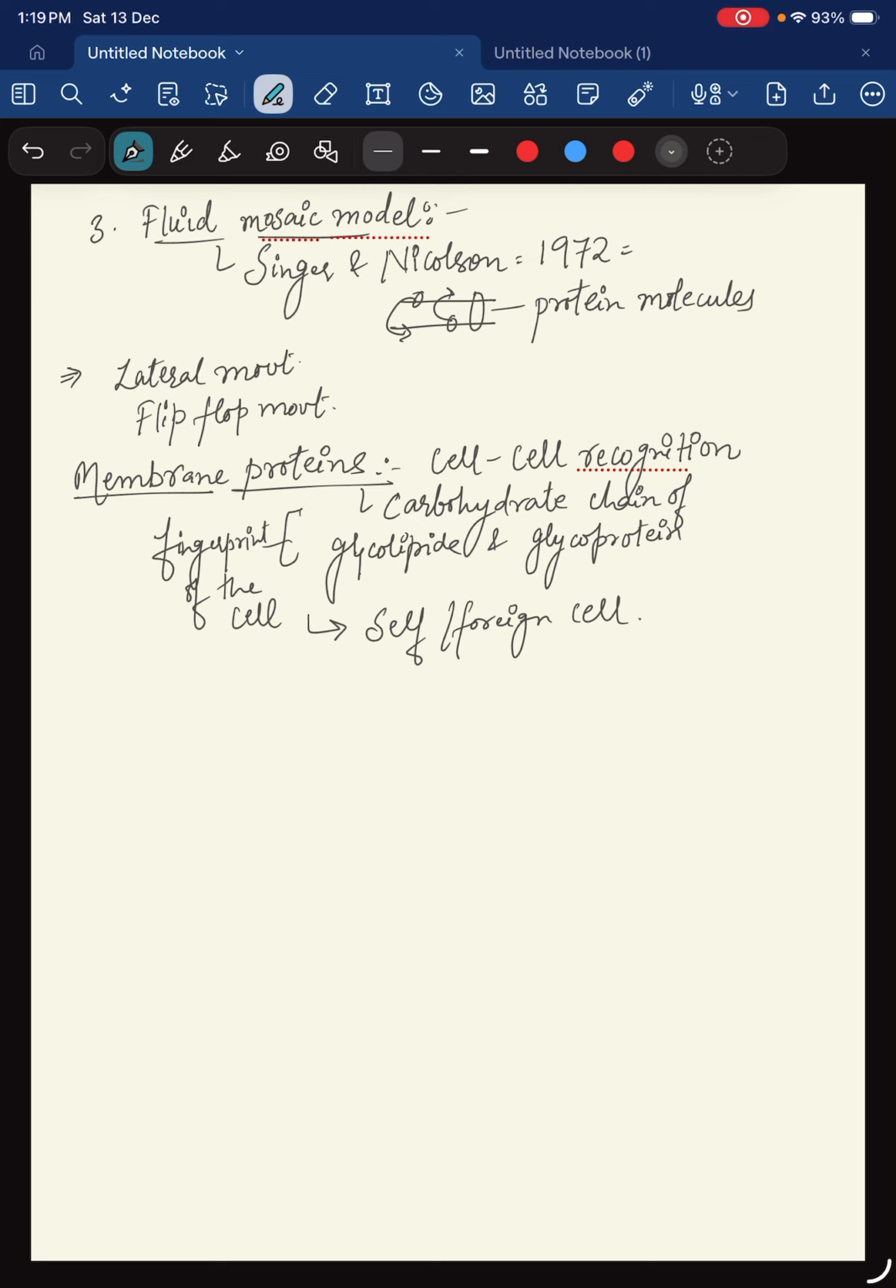Now, glycoproteins on the extracellular surface serve as ID tags, meaning they act as ID tags which recognize individual different species or different types of cells. Next, after membrane proteins, we introduce integrins. What are integrins? They provide strength to the cell.